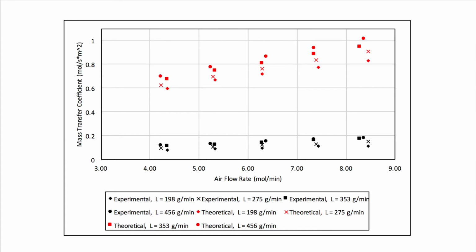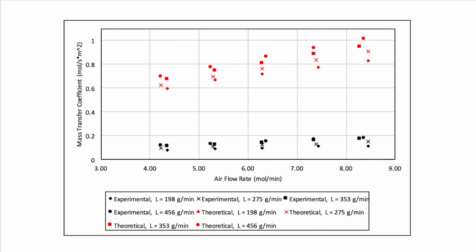The mass transfer coefficients calculated from the experimental data, shown in black, and the theoretical data, shown in red, were compared. As you can see, the theoretical correlations overestimated the mass transfer coefficient. This is likely due to the fact that correlations represent an ideal solution that cannot actually be achieved in real experimental conditions.